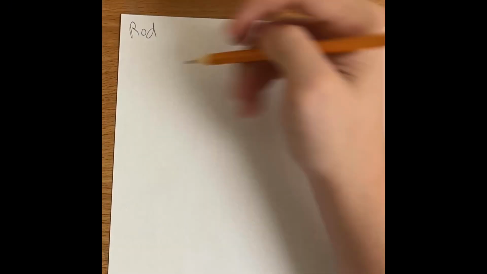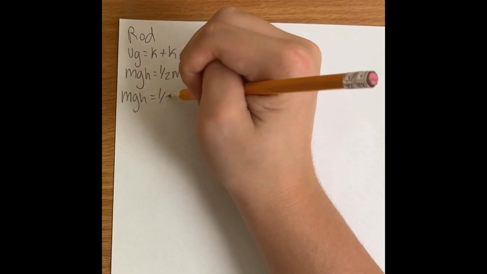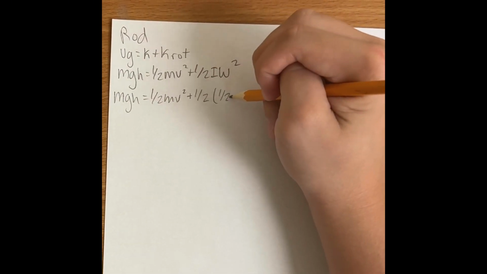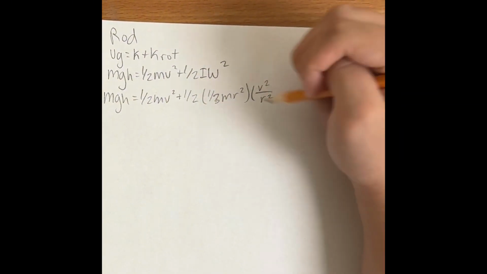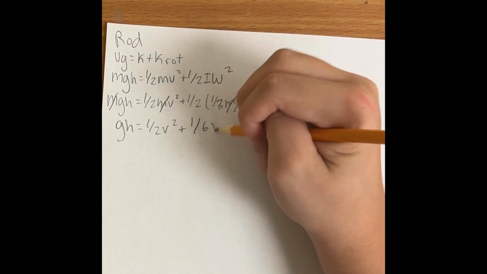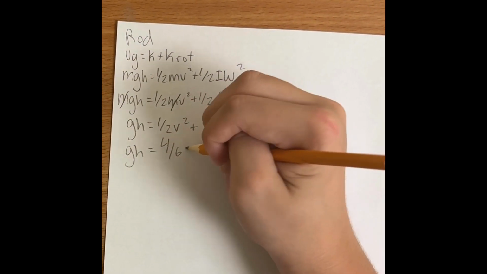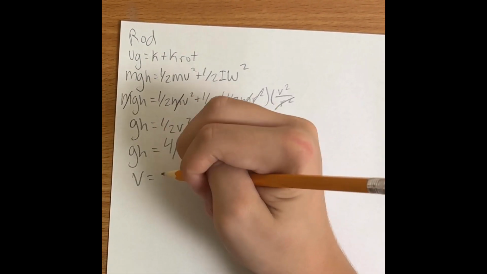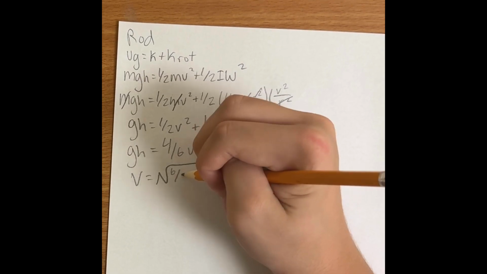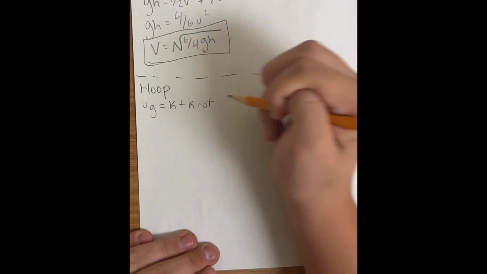Next is the rod formula. Once again, the same as last time, but we are now changing our I formula. This is now 1/3 mr squared. This ends up giving us gh equals 1/2 v squared plus 1/6 v squared. Finally giving us gh equals 4/6 v squared, or v equals the square root of 6/4 gh. And finally, our hoop formula.